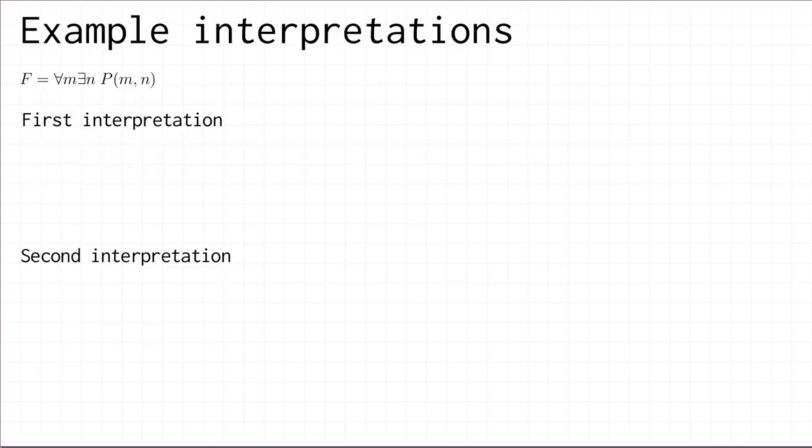So let's look at some example interpretations. So we have here the formula, which I've called f, and f is the first order formula for all m exists n p of m n. So let's look at some interpretations of that formula. We're going to look at two different interpretations of the same formula.